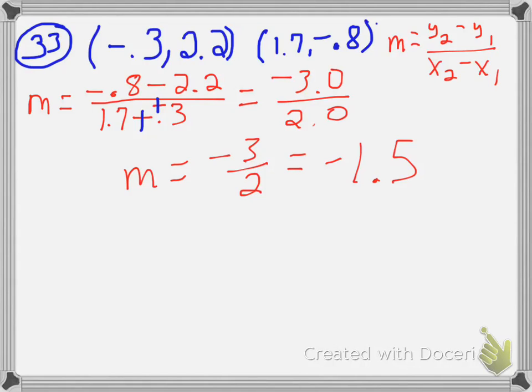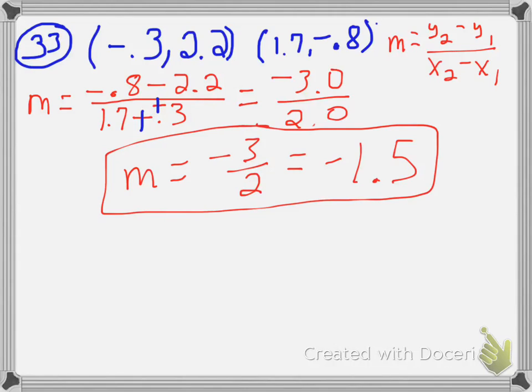When working with decimals, you can give your answer as a decimal. Do not leave any decimals in your fraction. So if you're left with decimals, make sure you just divide it out and give me the decimal answer. And that is your answer for number 33, and that concludes the video tutorial for section 2.2.